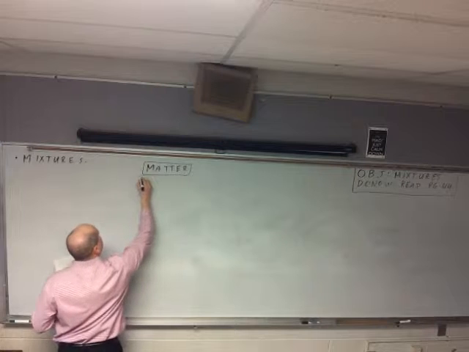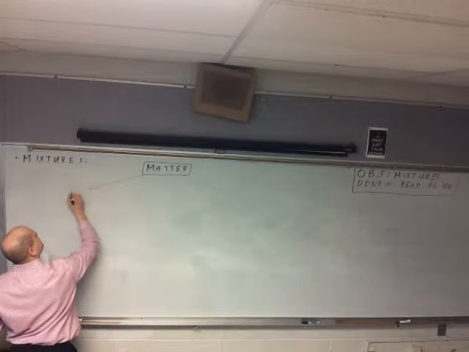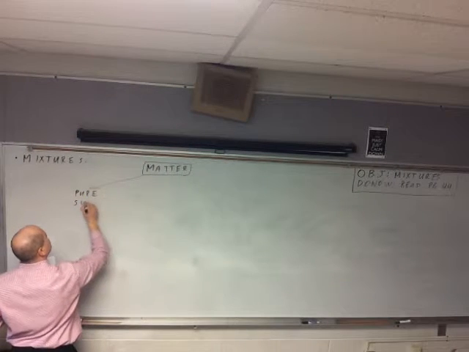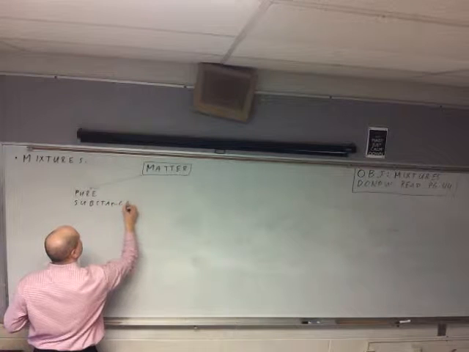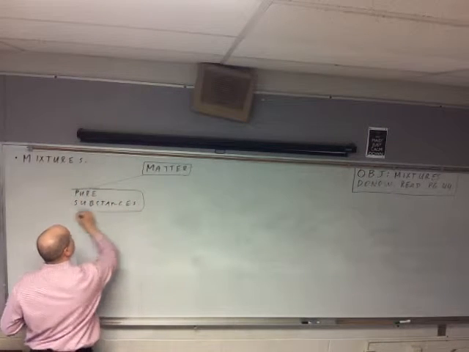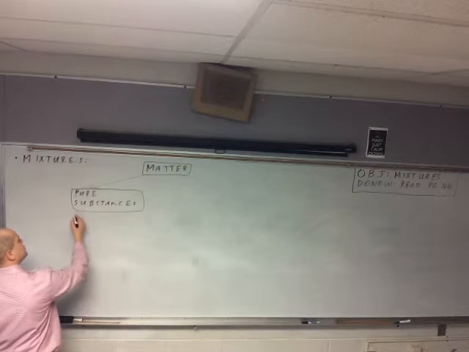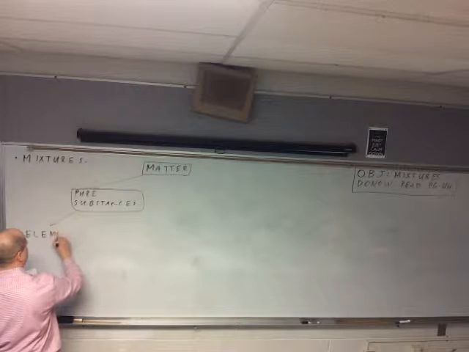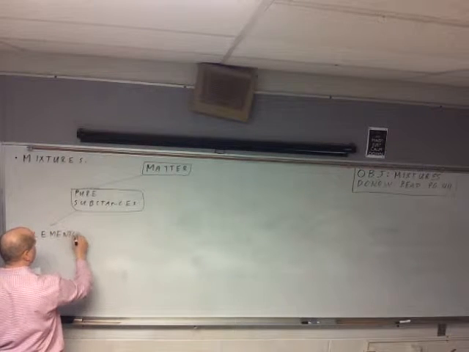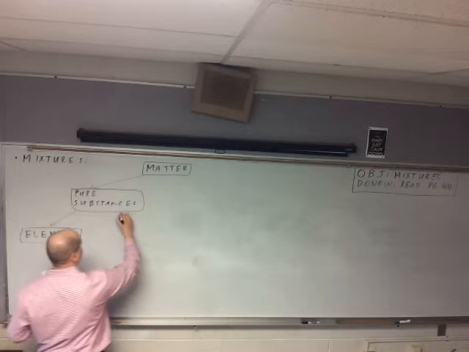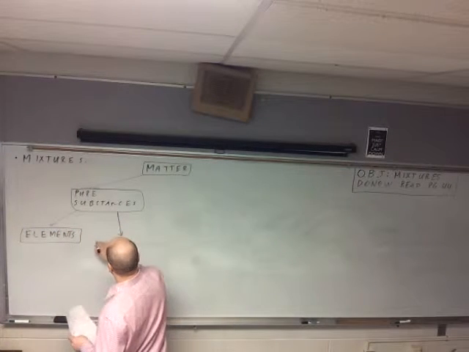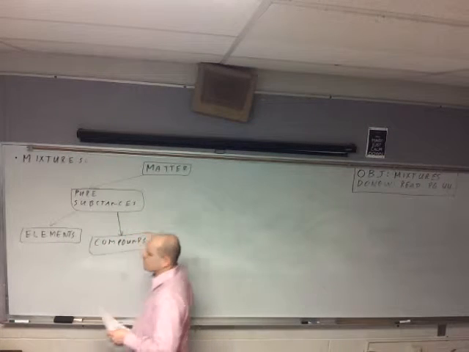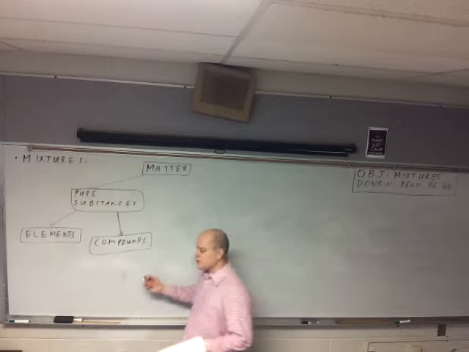And as you know, matter is broken up into 2 categories. We have pure substances. Pure substances are either elements or compounds. And then compounds, of course, can be broken up into either ionic or covalent.